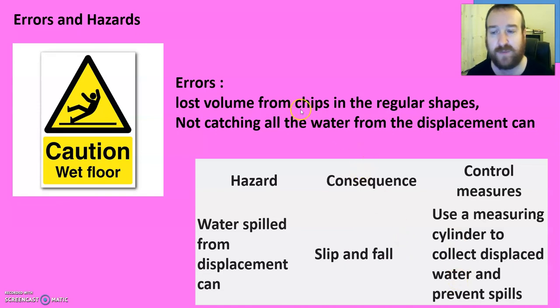Okay, now the biggest error from this experiment is going to be either lost volume in your regular shaped object. So if you notice, some of mine had some chips missing from them, so they weren't perfect cuboids, or not catching all of the water that's displaced from the can, so losing a couple of those drips at the end. Okay, or missing a drip from the measuring cylinder getting tipped into that beaker when I measured the liquid.